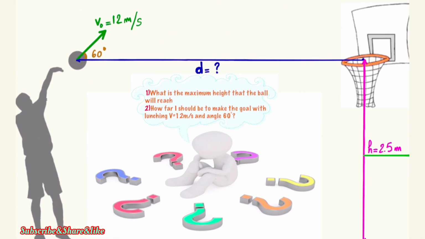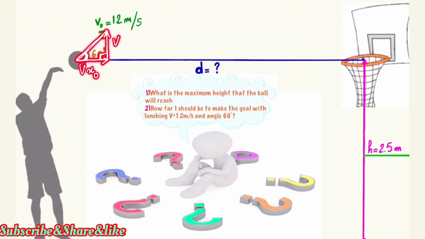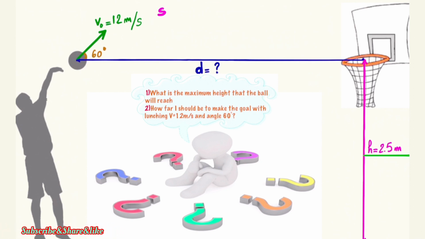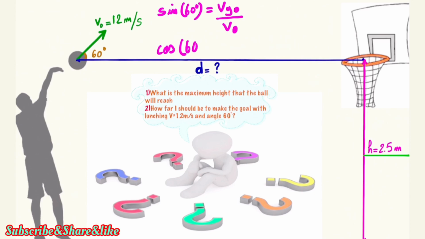So let's go back to trigonometry. We have here a 60 degrees angle, and if you do this, you will have a right triangle here, with a 90 degree angle here, and the 60 degree angle here. So this one here is going to be the Vx0, and this here is going to be Vy0. Let's find them. We see from this triangle that sine of 60 degrees is just Vy0 over V0, and cosine of 60 degrees is just Vx0 over V0.